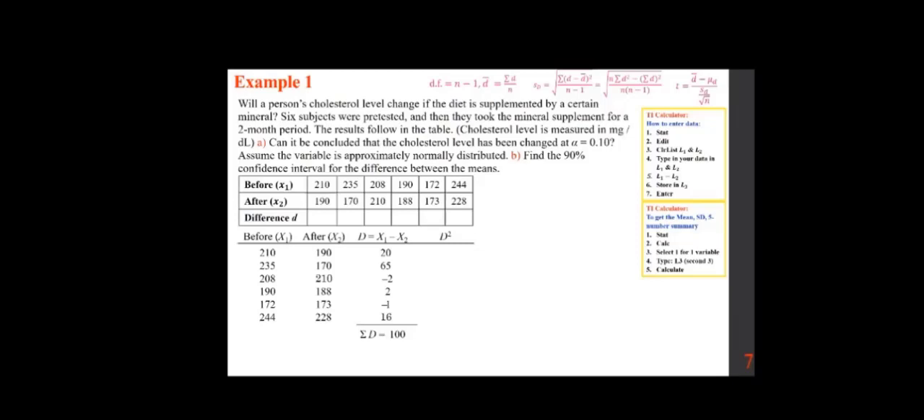Now, you do the test of hypothesis on this group. Let me emphasize this. This is now the data that we are concerned with. Never mind the rest. This is the data. Assume there are 6 pieces of data: 20, 65, negative 2, 2, negative 1, and 16, and you're doing your statistics. You're finding the mean, you're finding the standard deviation, you're doing the test of hypothesis, and you're finding the confidence interval for these pieces of data.